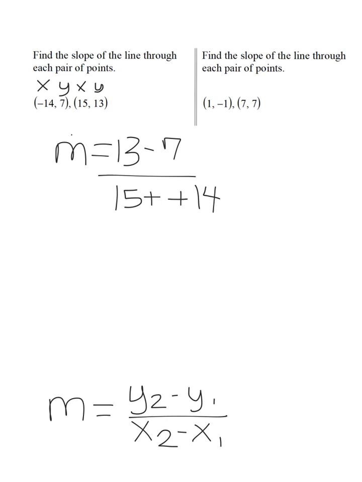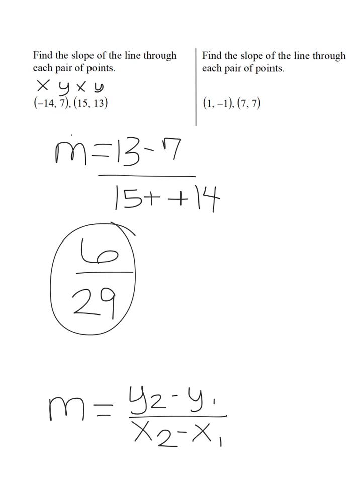All right, now all I have to do is simplify. On top, for my rise, I've got 13 take away 7. Well, 13 take away 7 is 6. On bottom, I now see I've got 15 plus 14. 15 plus 14 is 29. So that makes the slope 6/29.